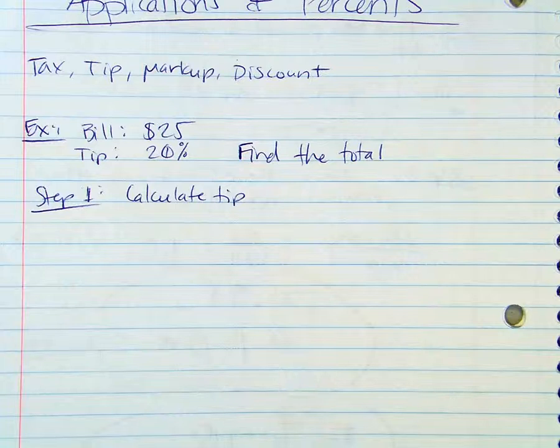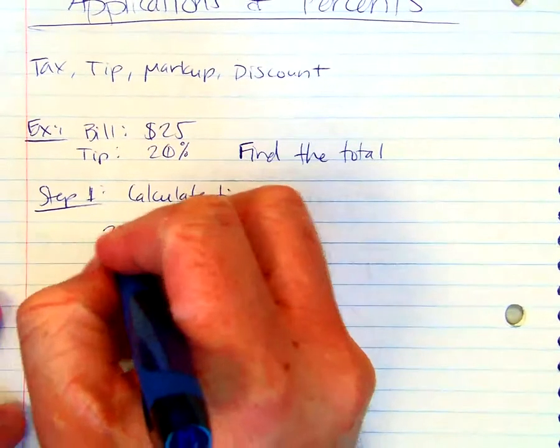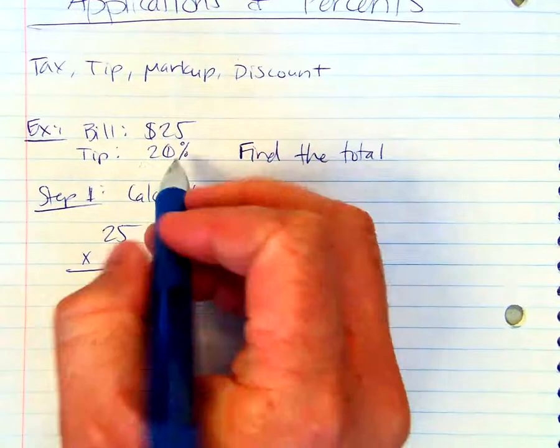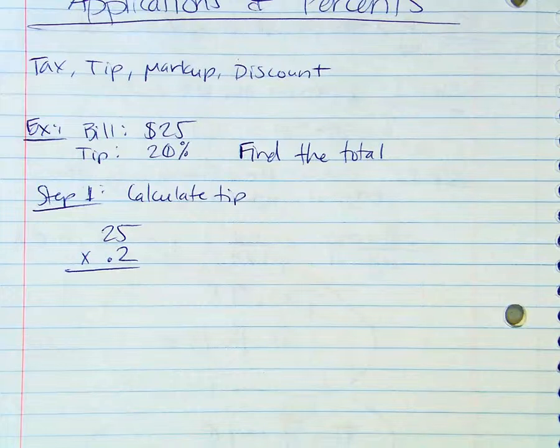I want to find 20% of 25. We've talked about a few different ways to do this. One way is what Carl said. I'm going to take the $25, I'm going to multiply by 0.2. Move the decimal 2 places. Turn 20% into a decimal and multiply.